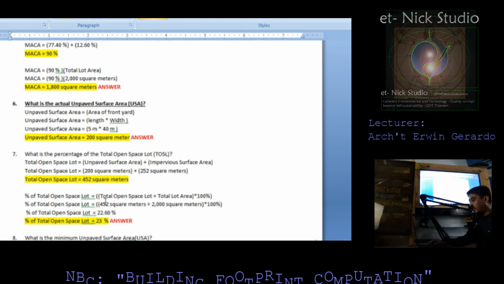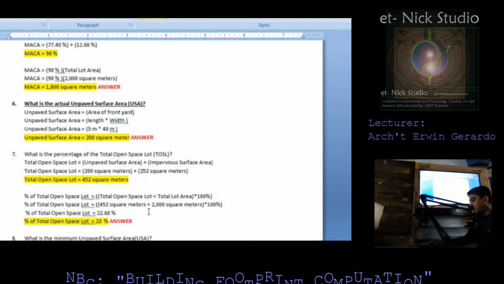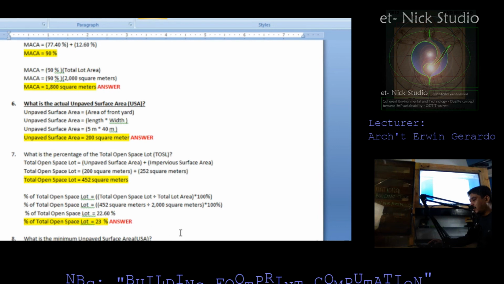So what is the percentage of the total open space of the lot? So therefore, it is equivalent to total open space of the lot divided by the total lot area, multiply it by 100%. So therefore, 452 square meter divided by 2000 square meter times 100%. So we have 22.60%. Now if we're going to round it off, therefore the percentage of total open space of the lot is equivalent to 23%.